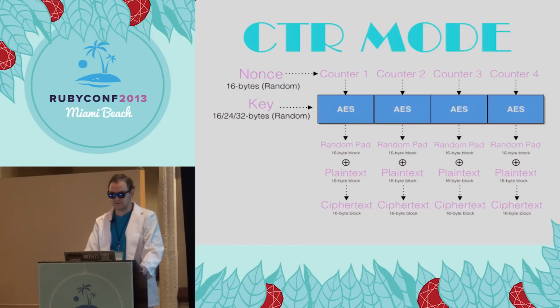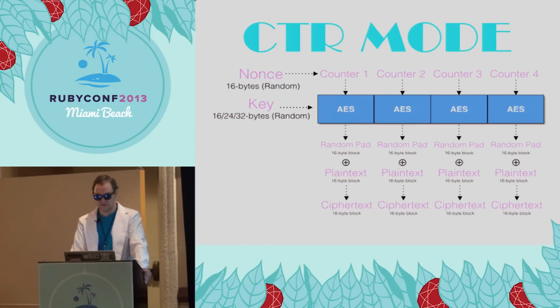And then there's this little counter, and every time we encrypt a block, it's just going to count up by 1. So what we're actually going to do is combine the nonce and the counter and encrypt that with AES, and what we're going to get is a little bit of pseudo-random pad for each part of the plain text. For each of these blocks, we're going to XOR the pad with the plain text, and that's going to give us our ciphertext.